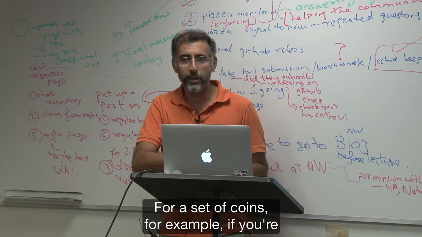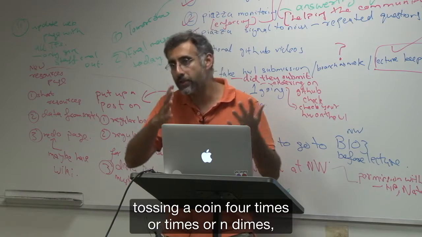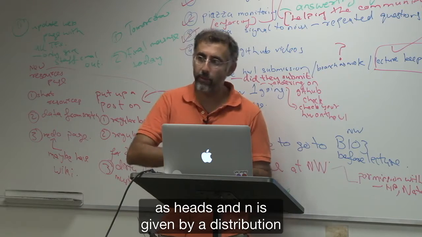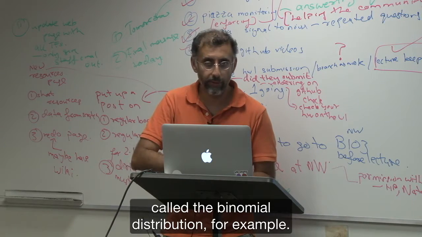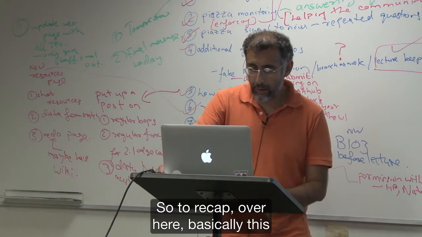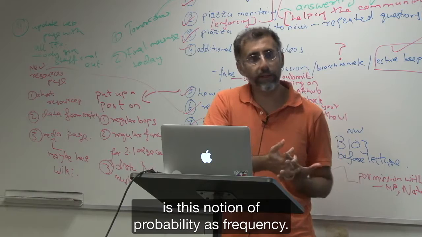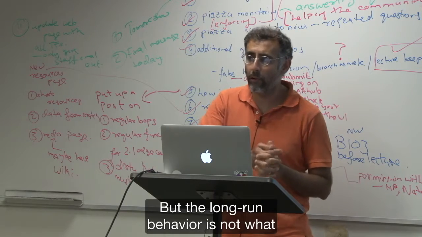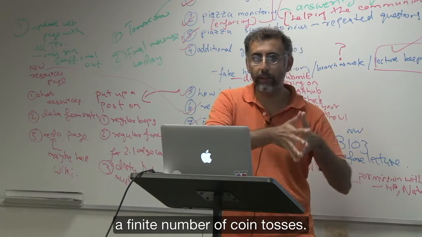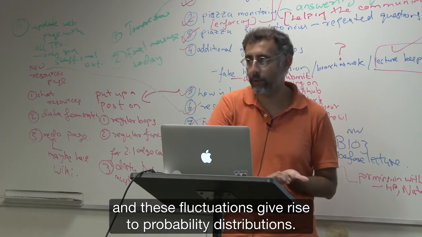For a set of coins, for example, if you're tossing a coin four times or eight times or n times, the probability of getting k coin tosses coming up heads in n is given by a distribution called a binomial distribution, for example. So to recap, this is the notion of probability as frequency, but the long-run behavior is not what you're going to necessarily get. When you do a finite number of coin tosses, you're going to get fluctuations, and these fluctuations give rise to probability distributions.